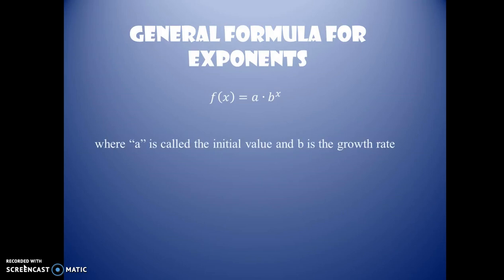So here's the general formula for an exponential function. f of x is equal to a times b to the x power, where a is called the initial value, so whatever's in the a spot is called the initial value, whatever's in the b spot is called the growth rate, and then x is just going to be your variable every time.